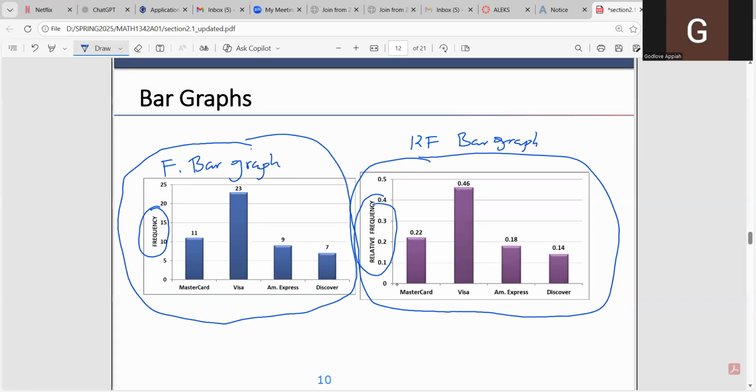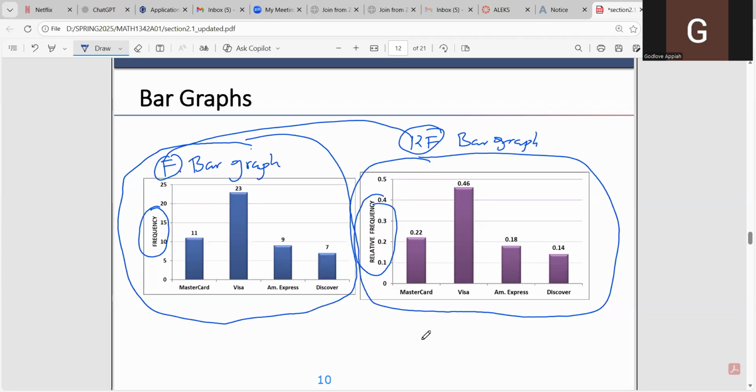That's what differs. Everything else, as you can see, the height of each rectangle in these two graphs is the same. The reason why these two graphs are the same is because relative frequencies, remember, are computed out of frequencies. That's why they should be the same. They cannot be different.